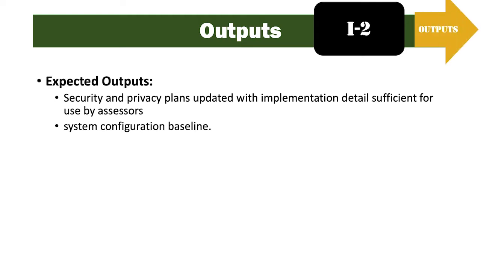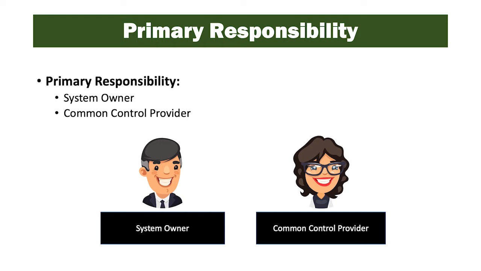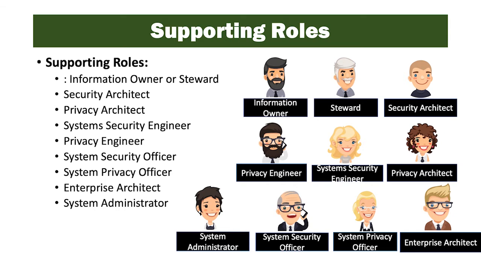Expected outputs from this task are security and privacy plans updated with implementation detail sufficient for use by the assessors and system configuration baselines. Primary responsibility for this task is the system owner or the common control provider. Supporting roles include the information owner or information steward, the security architect, the privacy architect, the system security engineer, the privacy engineer, the system security officer, the system privacy officer, the enterprise architect, and the system administrator.